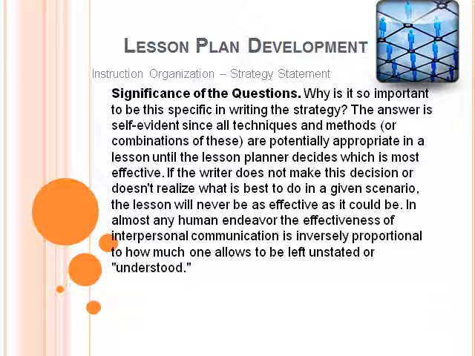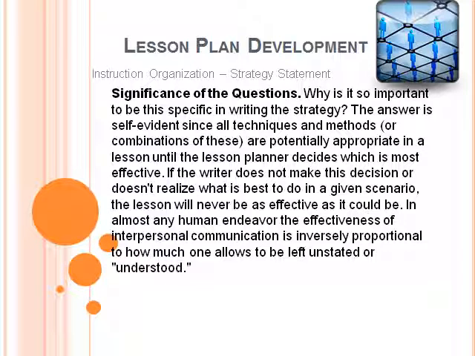Let's talk about the significance of the questions. Now, why is it so important to be this specific in writing the strategy? The answer is self-evident, since all techniques and methods, or combinations of these, are potentially appropriate in a lesson until the lesson planner decides which is most effective. If the writer does not make this decision or doesn't realize what is best to do in a given scenario, the lesson will never be as effective as it could be.